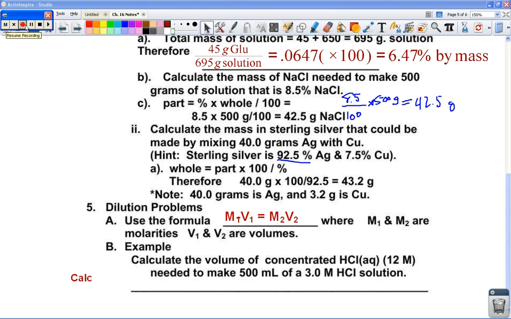I want to fix that. Okay, well, I don't know why that one is so ugly, but it's not letting me fix it. Alright, so we're going to use M1V1 equals M2V2, where M1 and M2 are molarities, not mass, and V1, V2 are volumes.